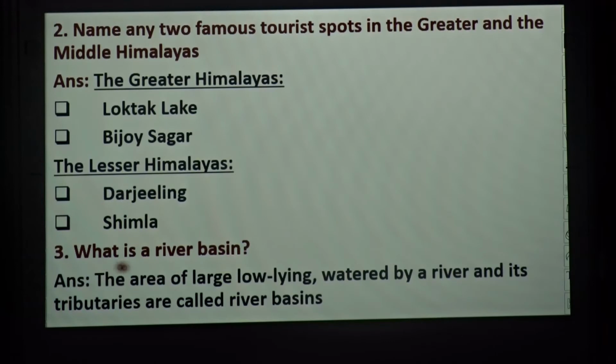The third question is, what is a river basin? The area of large, low-lying land, watered by a river and its tributaries, is called a river basin. So what is a river basin? The area of large, low-lying land, watered by a river and its tributaries, is called a river basin.